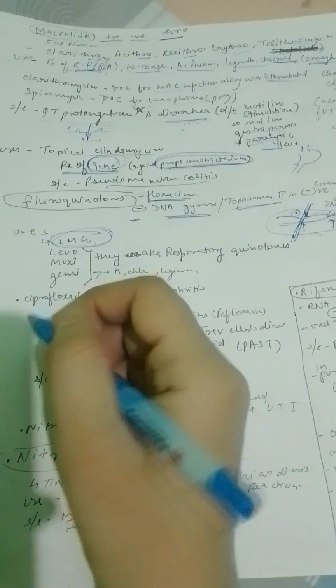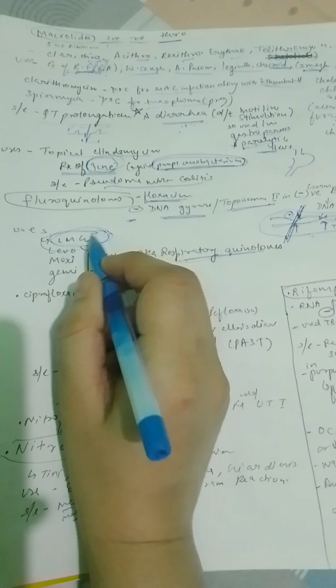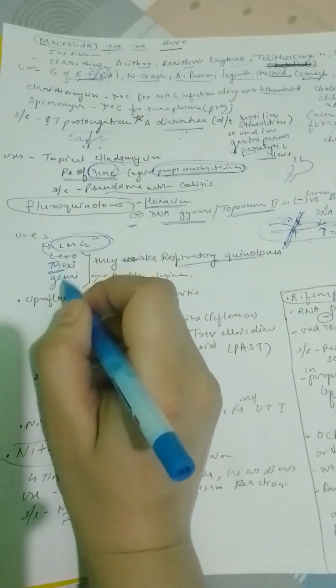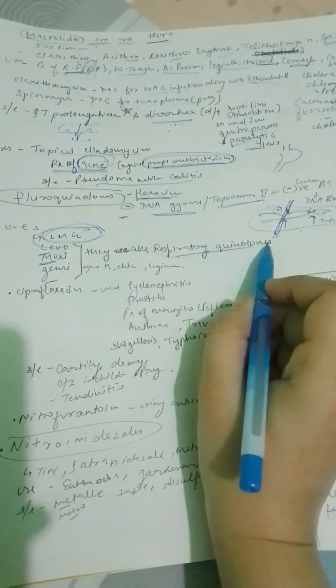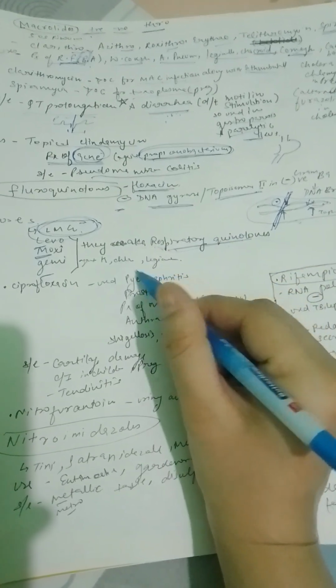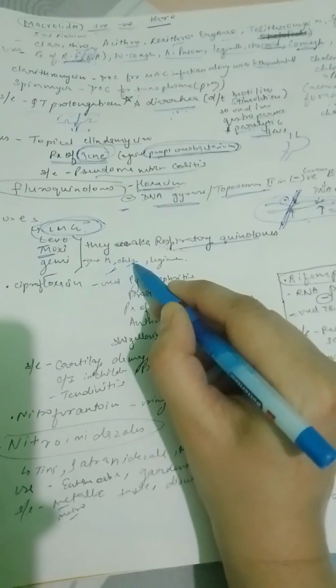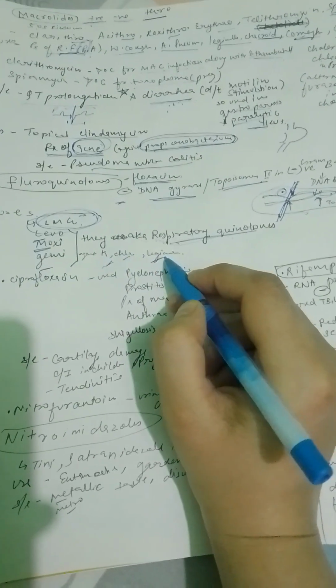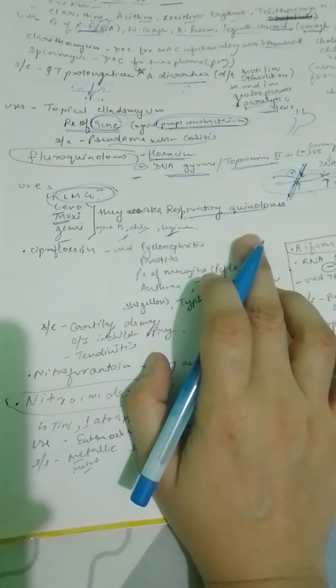So basically they are also known as the respiratory quinolones. As a mnemonic we can remember LMG: levofloxacin, moxifloxacin, and gemifloxacin. Why are they called respiratory quinolones? Because they act against Klebsiella infection, chlamydia infection, or legionella infection. That's why we call them respiratory quinolones.